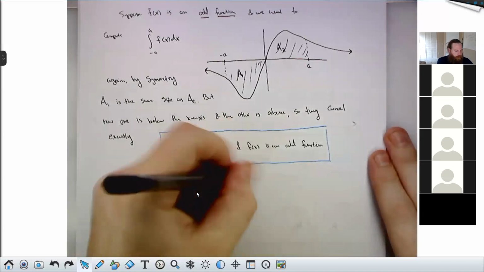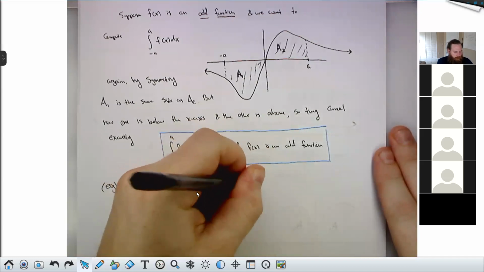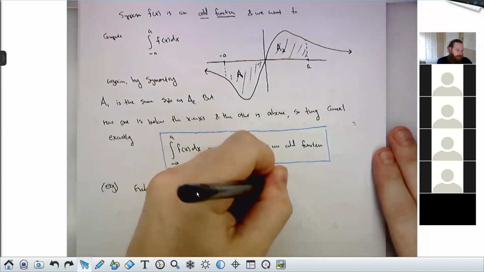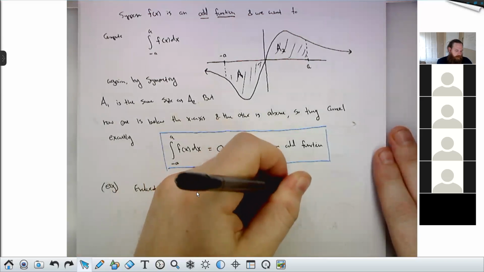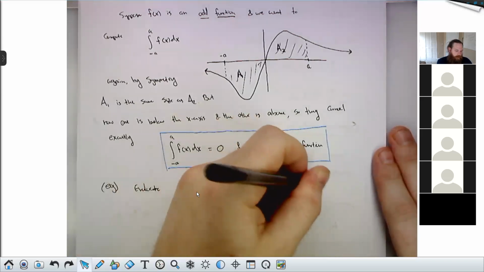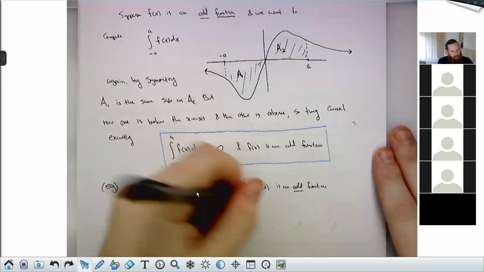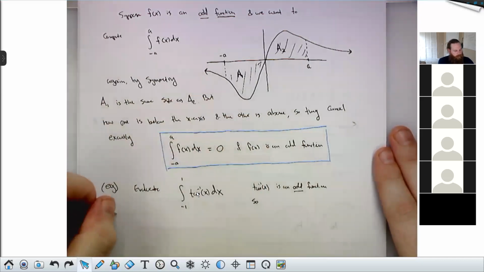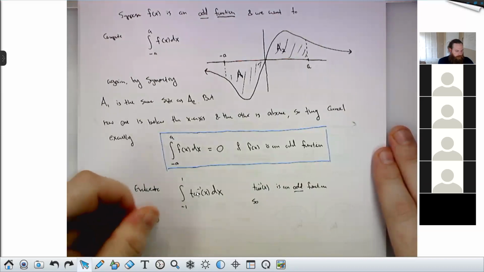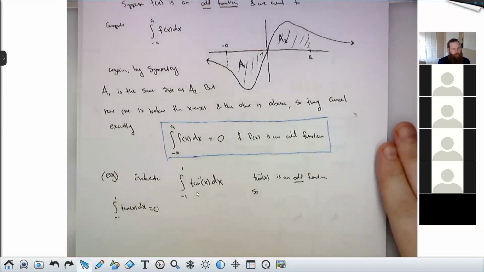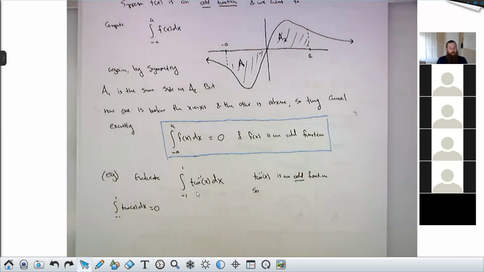But we do know that arctan is an odd function. So this integral has to be 0 because we're going from negative some number to the positive of that number. So this integral is just 0. And that's it. And the same would be true for any odd function. Very slick.